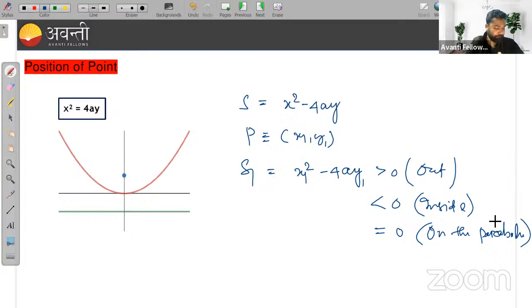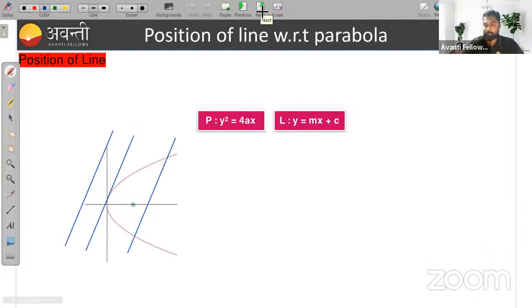If it is clear, now we'll discuss the position of a line with respect to a parabola. Suppose the equation of the parabola is given as y square is equal to 4ax, and the equation of the line is y is equal to mx plus c. There are cases: the line intersects the parabola, the line becomes a tangent, or the line is non-intersecting.